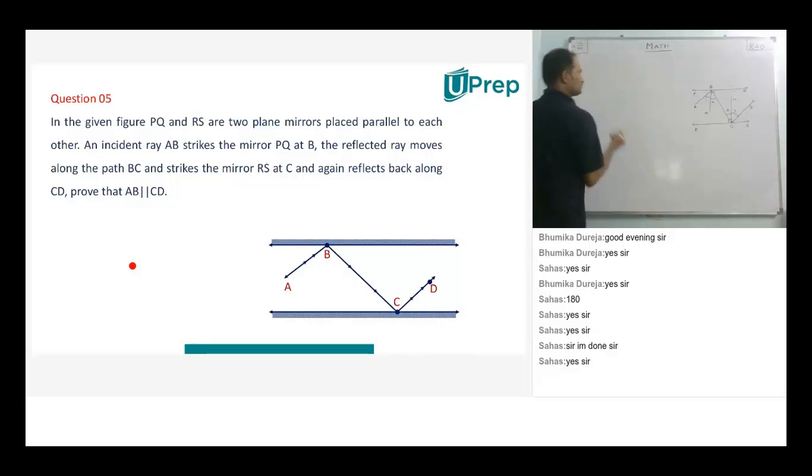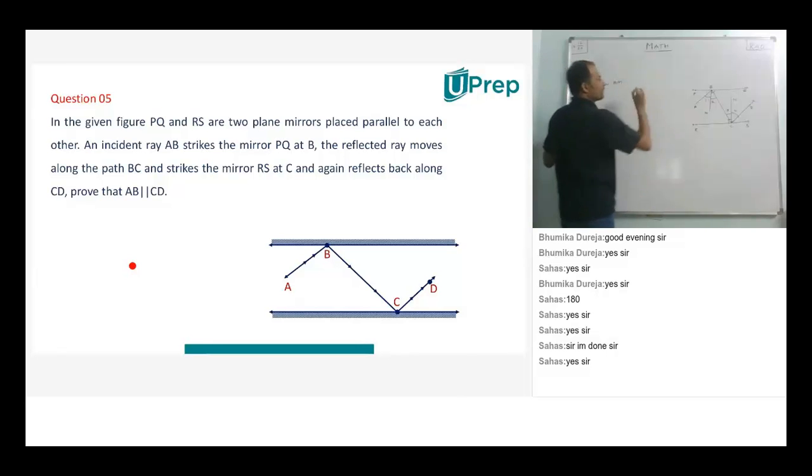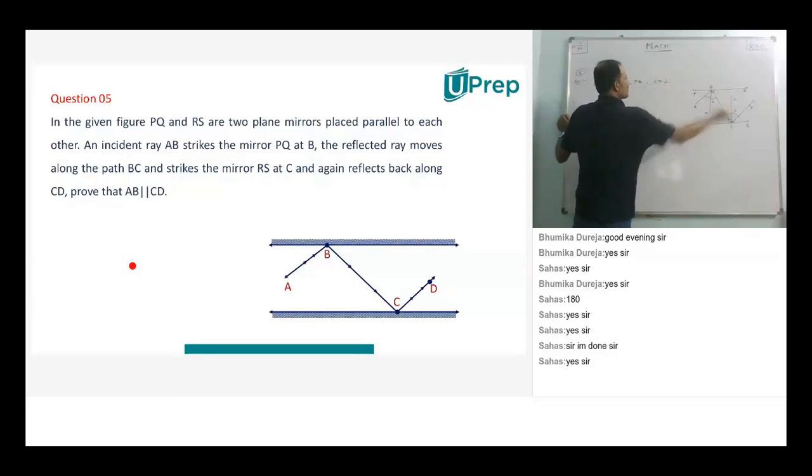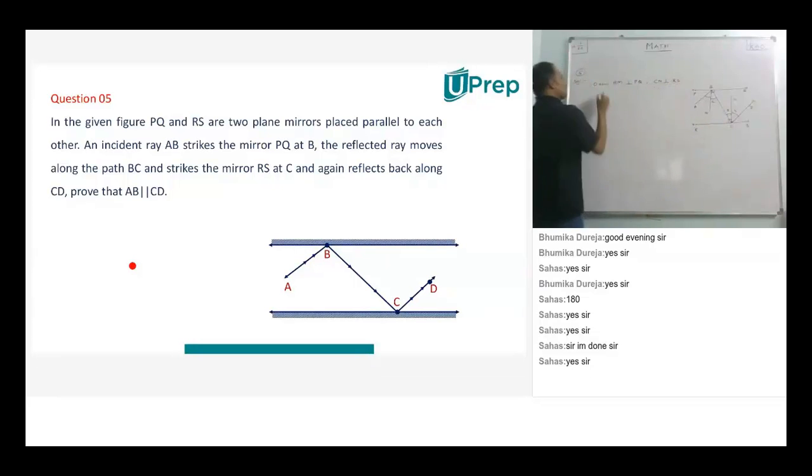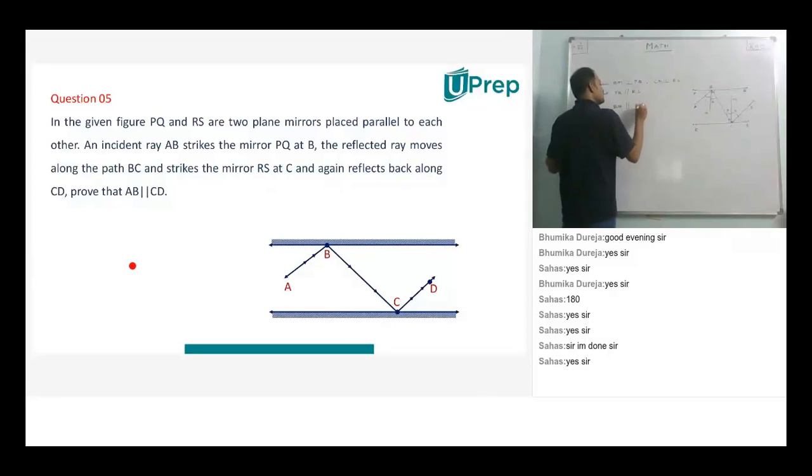This is question number 5. Solution. Very important for 4 marks. Please concentrate. Draw BM perpendicular to PQ, comma, CN perpendicular to RS. But PQ is parallel to RS. Therefore, BM is parallel to CN.